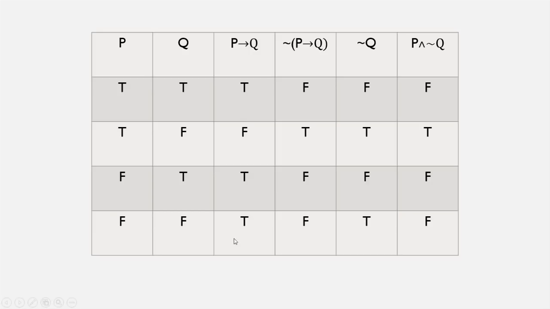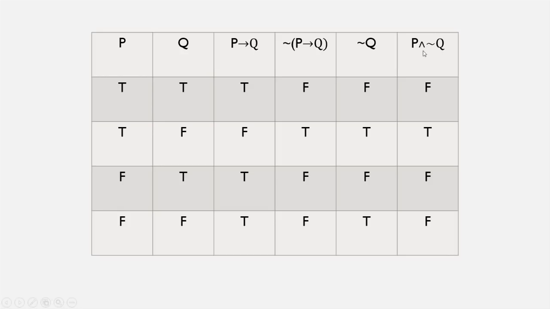No errors there. Now this line, you just negate this. So whenever this is true, this is false. And whenever this is false, this is true. Right? So far, so good? Yeah? And then not Q is, of course, just the negation of this. So whenever this is true, this is false. So false, true, true.